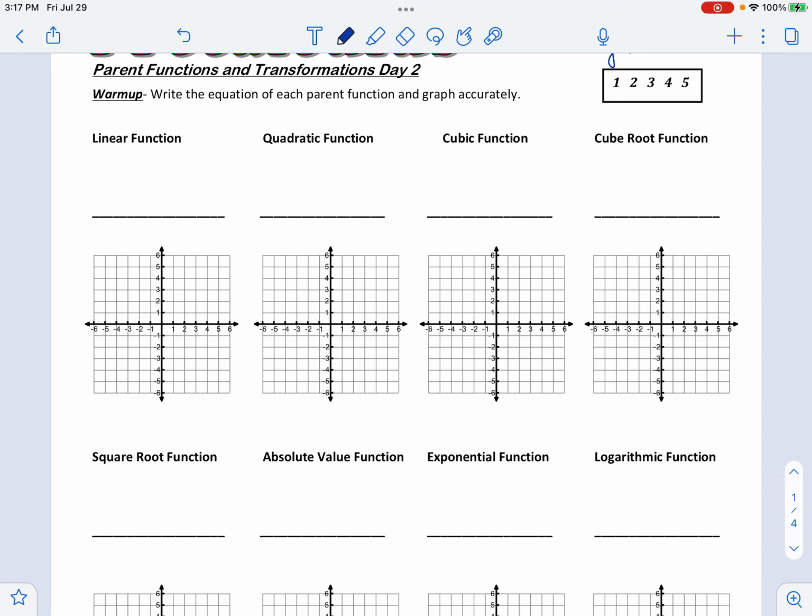That's how fast I want you to try to do it. All right, so write the equation of each parent and graph it accurately. So I'm going to go quick. I have f of x equals x. Quadratic is f of x equals x squared. Cubic, f of x equals x cubed.